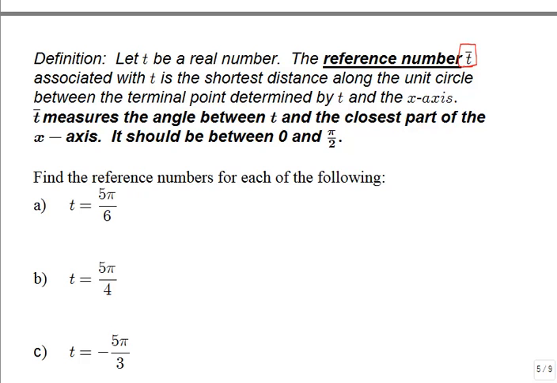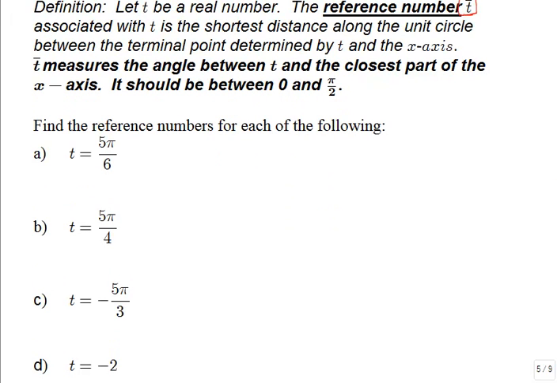So this is kind of confusing, but what t bar is really measuring is the angle between t and the closest part of the x-axis, and it should always be a distance between 0 and pi over 2. So let's take a look at an example, and you'll be able to understand what I'm talking about when we draw our picture.